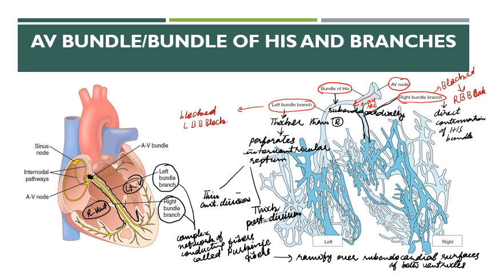Block of either the thin anterior division or the thick posterior division is called left anterior or left posterior hemiblock.